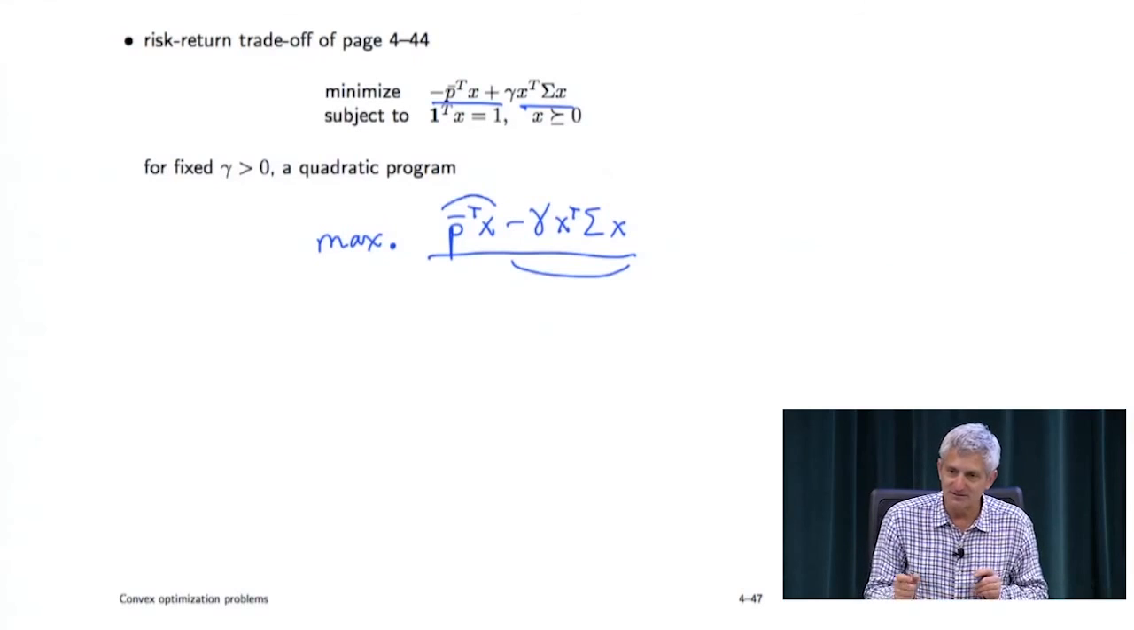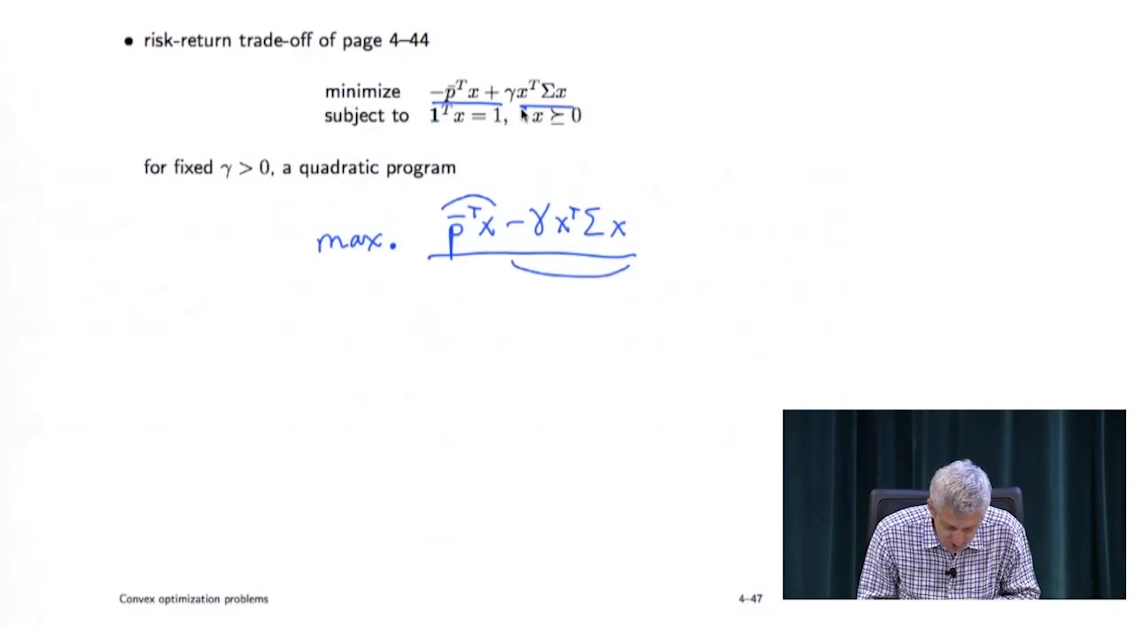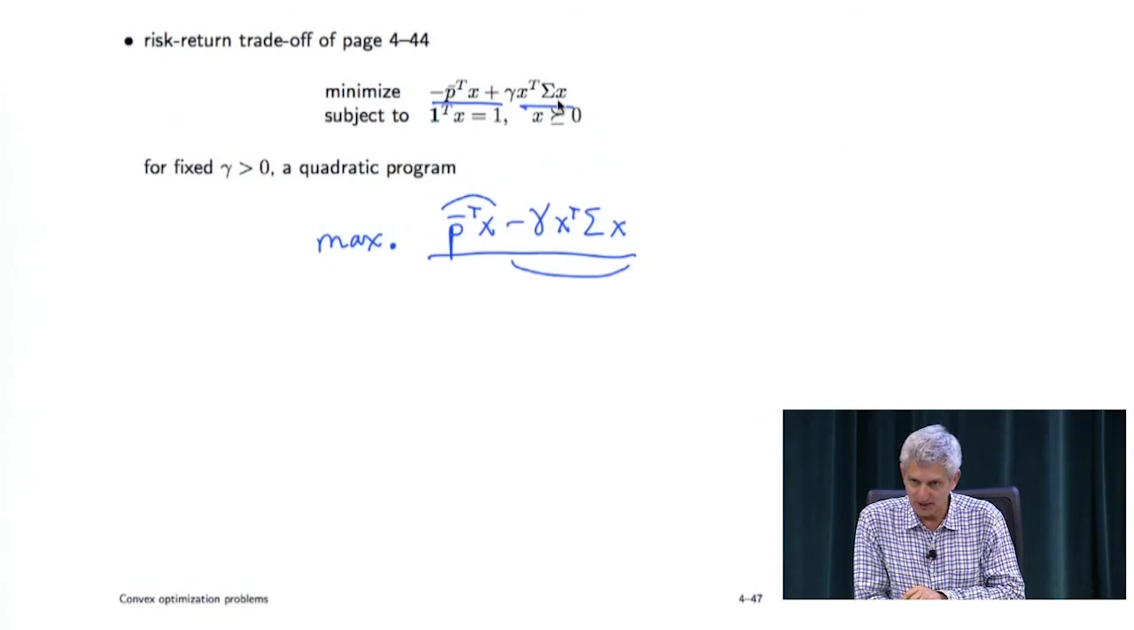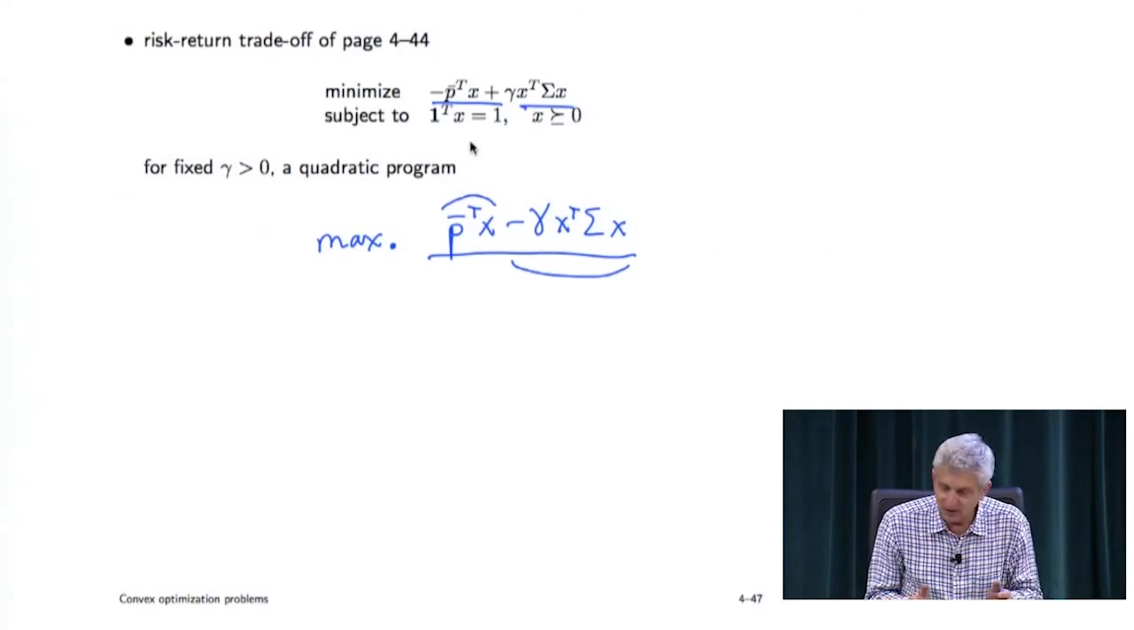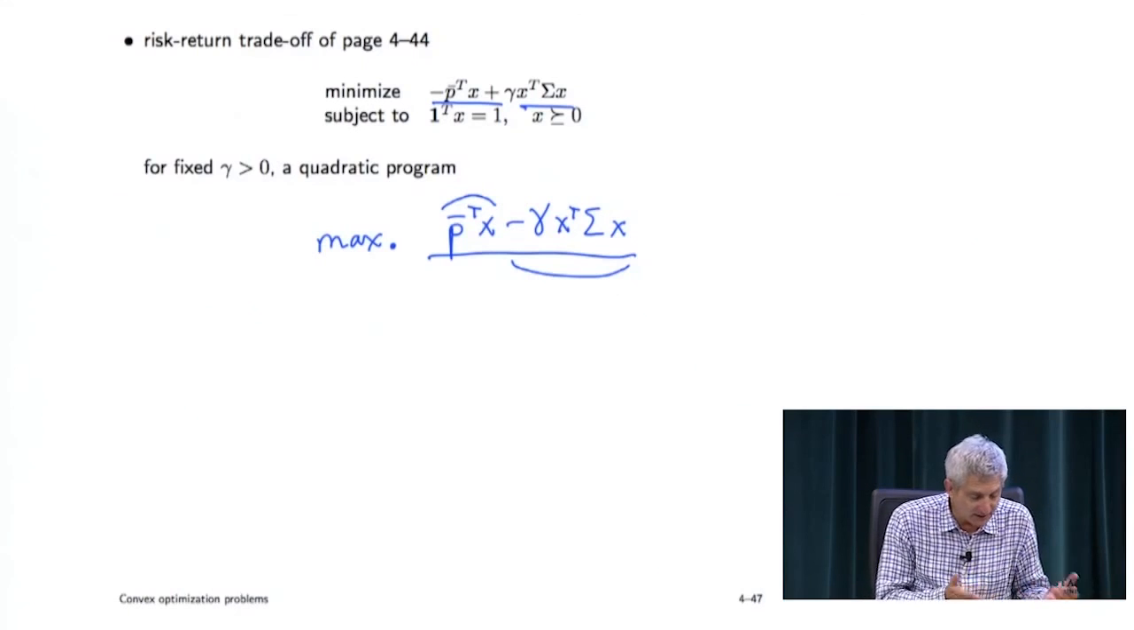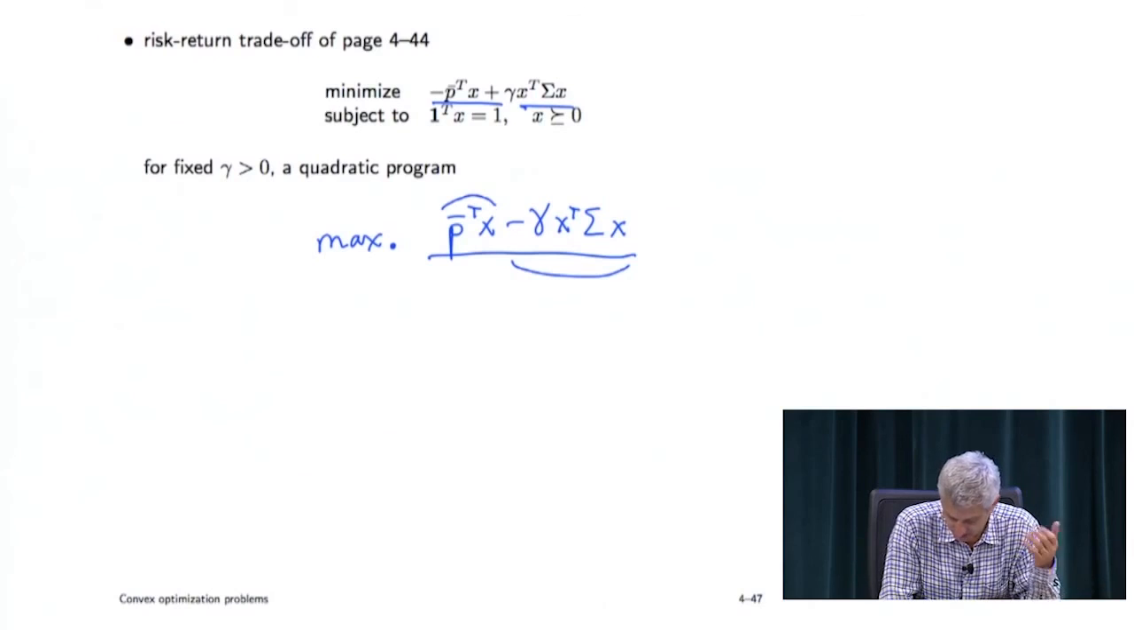If you turn it very low, if gamma is a small number, you will end up with something that has very high return and probably high risk as well. And if gamma gets really big, basically you're concentrating your portfolio in low risk investments or something like that. So this is the idea.